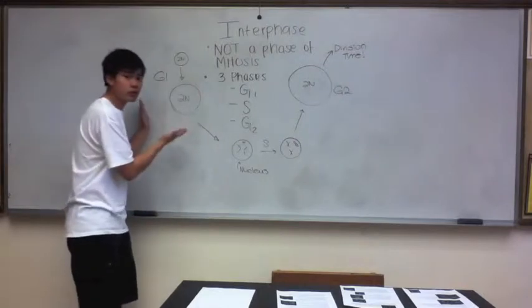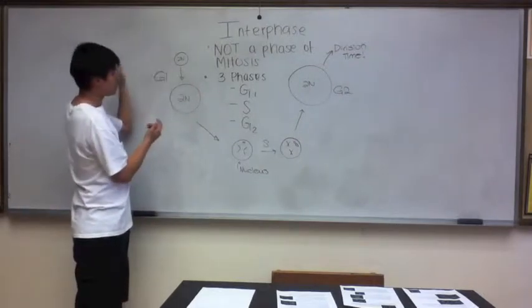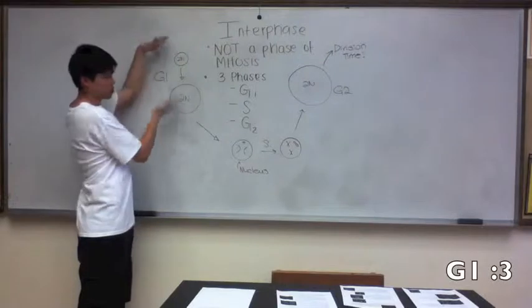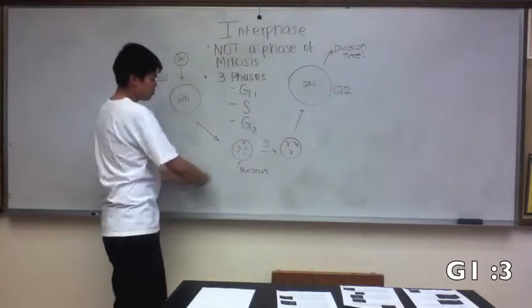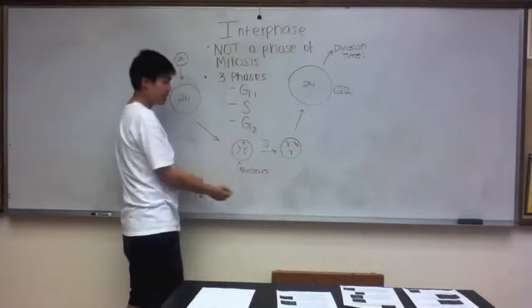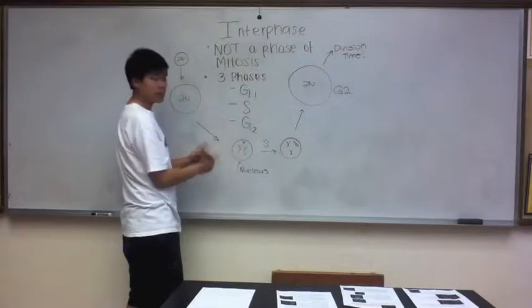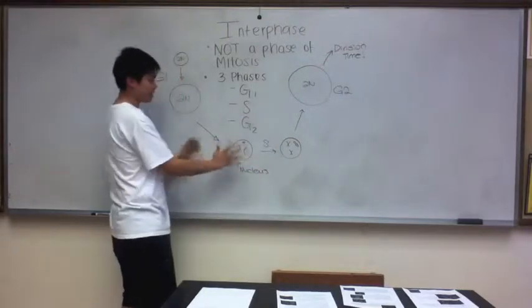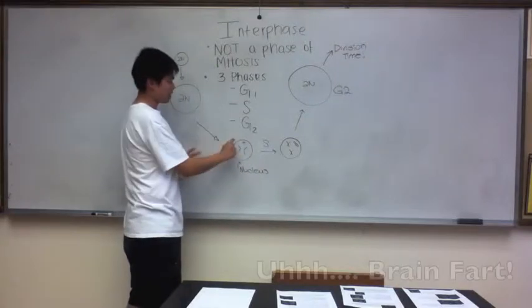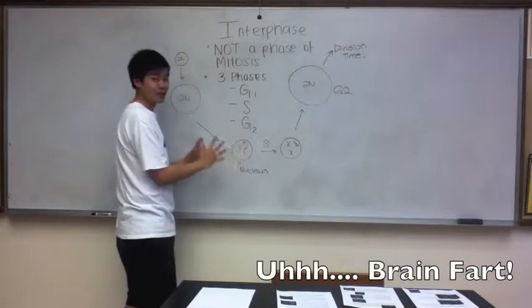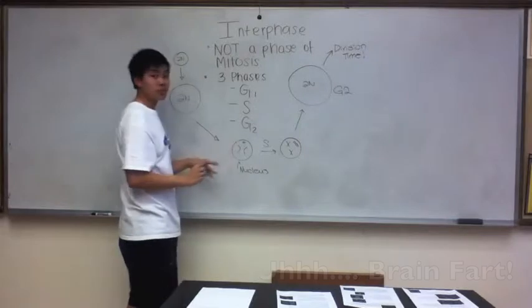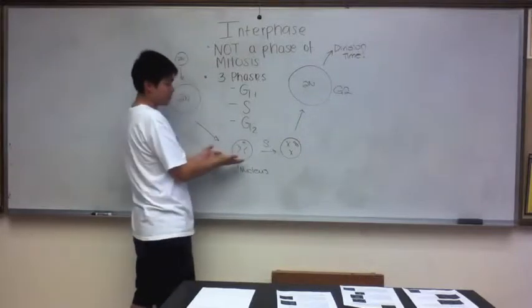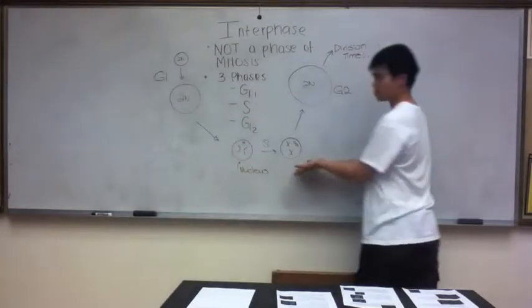G1 is the first growth period where a small 2N cell grows into a bigger 2N cell. And then we move over to the S phase. Here we look closely at the nucleus, but keep in mind that right now the cell's still growing. So in the S phase, the chromosomes in the cell and the centrosomes are replicating. See, we go from 1 to 2.